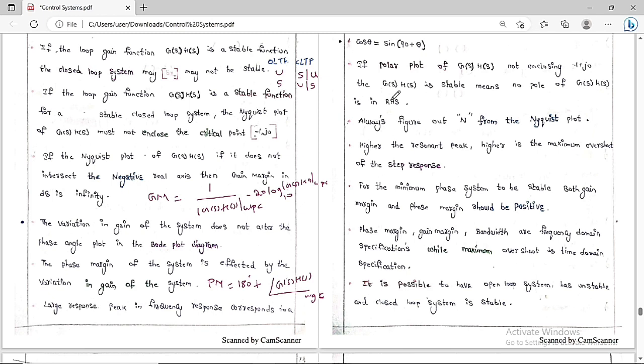So this one always you have to keep in your mind. So finally I can say, whenever you are going to draw the polar plot of the open loop transfer function G(s)H(s), if it is not going to enclose the -1 plus j0, then the open loop transfer function is said to be a stable function.